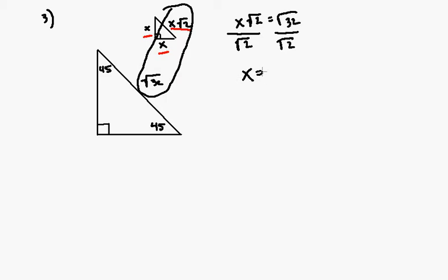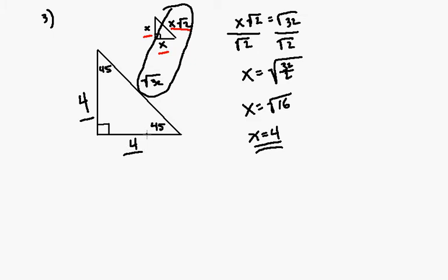This just becomes x. This becomes the square root of 32 over 2, which is the same as the square root of 16, which in this case is 4. So the length of both sides of my right triangle here would be 4.